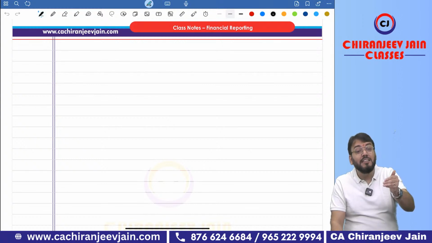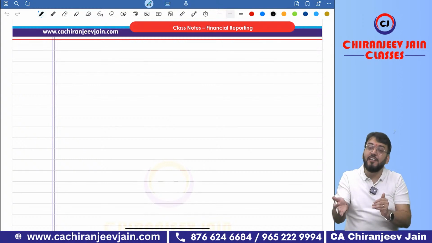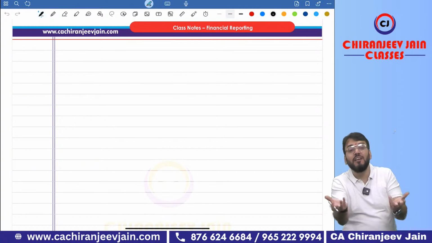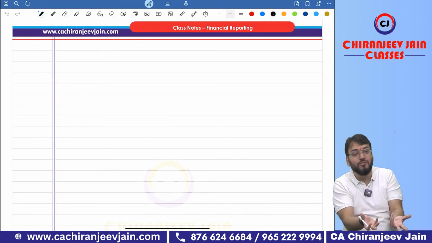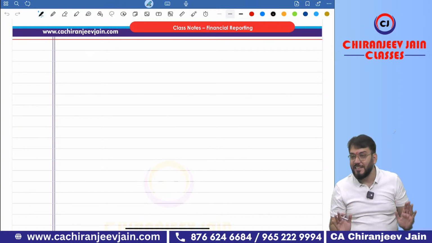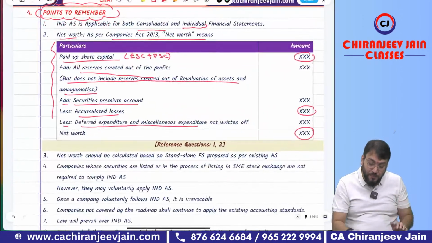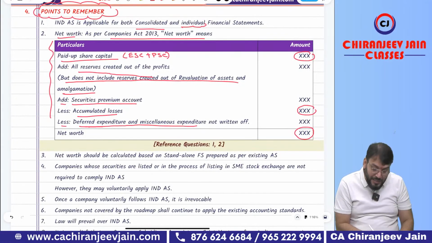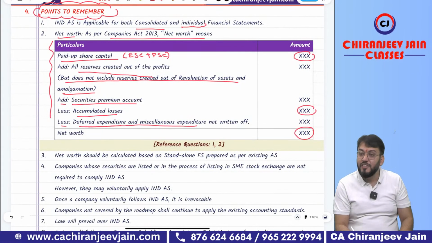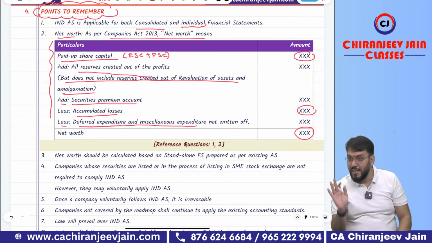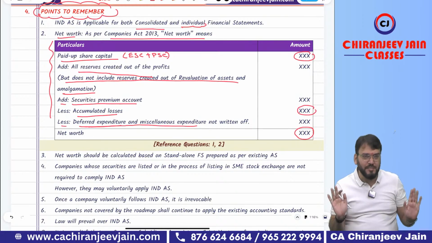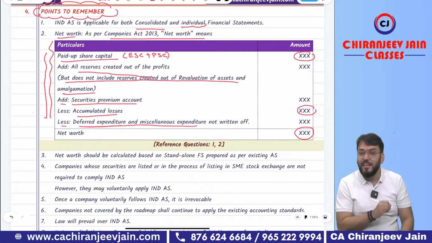So what does deferred expenditure mean? Any expenditure which is not charged to P&L immediately will be deferred. That is one type of loss which is not charged to profit and loss account, so that will also be deducted. In the exam for this particular chapter, if they have given deferred expenditure, deduct it to calculate net worth. This is all you need to understand. Now you have understood how to calculate net worth.